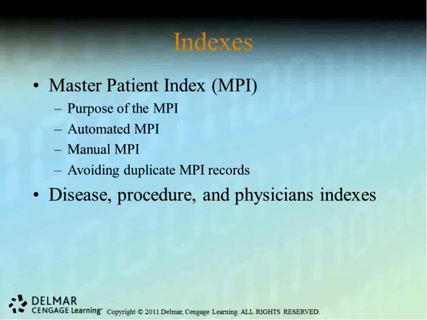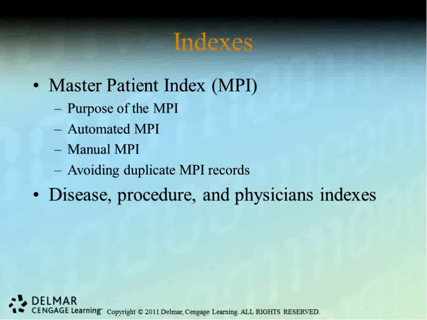Now, the master patient index is the main index that we're going to often talk about and that's often used. But there also can be other indexes that are being used by a healthcare facility. You have what we call disease indexes, procedure indexes, and physician indexes. Now, more often than not, presently, you won't see an organization really using these types of indexes anymore, because we have report applications that help provide us with the information we need, so we no longer really need to store these types of indexes.